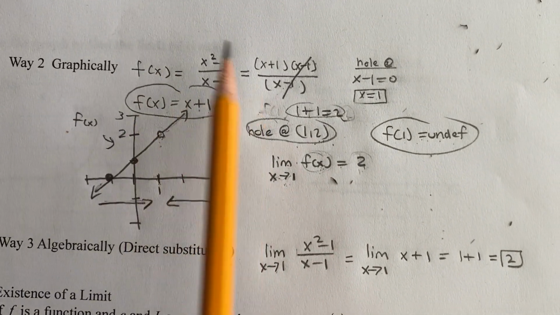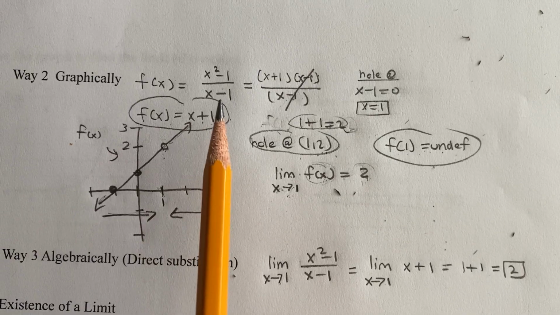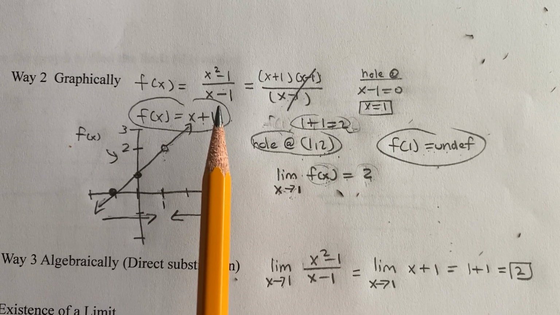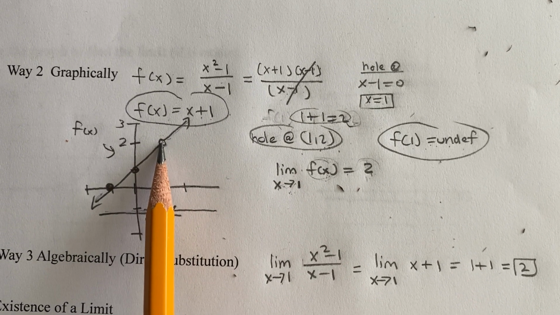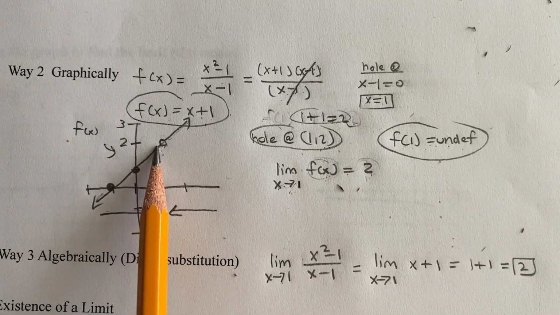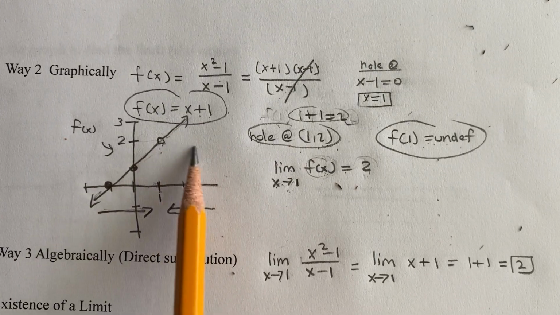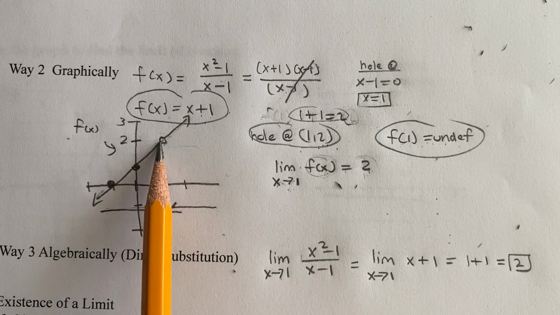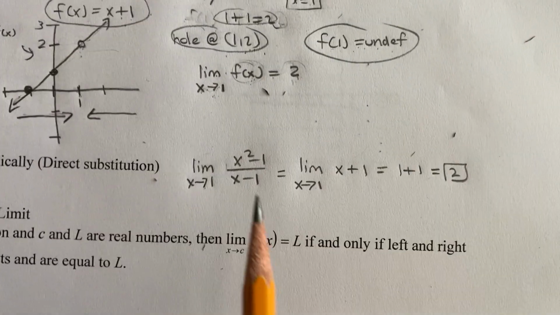And a simple function like this, I expect you guys to be able to do by hand. Again, you can see that there's a hole at (1, 2), but we don't care about what happens at 1. Just close to 1, the y value is getting close to 2. Close to 1 going from the right side, the y value is still getting close to 2. And also direct substitution.